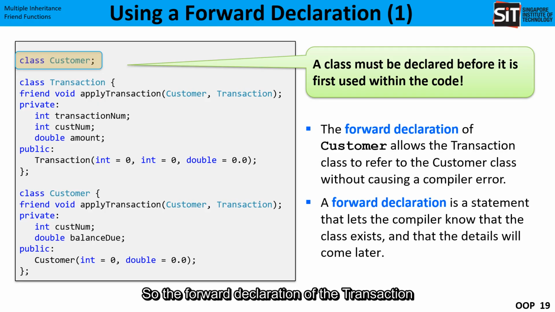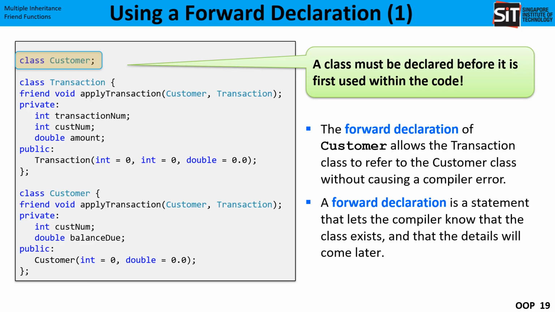So the forward declaration of the transaction class allows the customer class to refer to the transaction class without causing a compilation error. Alternatively, you could use a forward declaration to declare the customer class and then define the transaction class and the customer class. In a nutshell, a forward declaration is a statement that lets the compiler know that a class exists and that the details will come later.